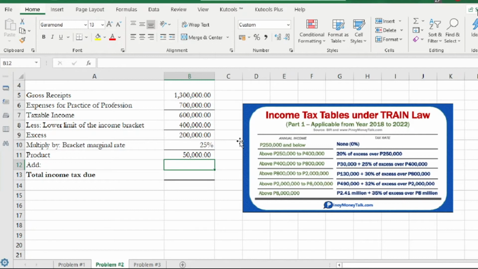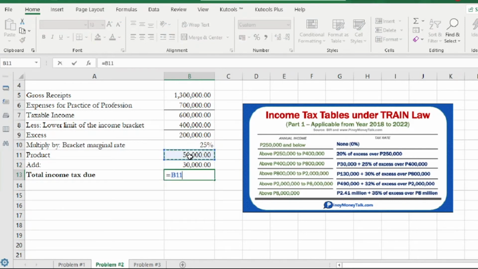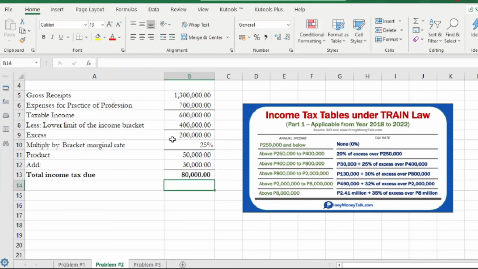Because we have now computed for 50,000, the last thing that we have to do is to add the amount to 30,000 pesos according to the income tax table. So we will add 30,000 and we will add these two amounts. So the income tax due for Mr. Account Tips, having a taxable compensation income of 600,000 pesos, is 80,000 pesos. Now, we only have one problem left, but this is quite a different scenario. So let's head now to our next sheet.